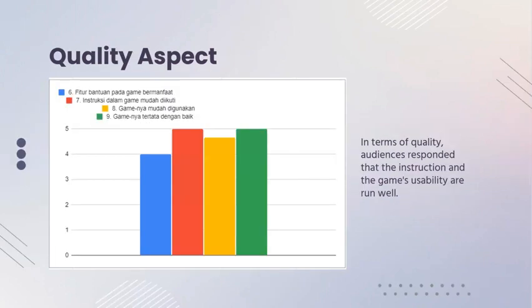Next, we move to the quality aspect. In terms of quality, the audience responded that the instruction and the game usability run well. That's why the value is around 4 to 5, which shows a positive result. From this data, overall the audience agree for the quality aspect that it helps them to follow the game, starting from the instruction and how it is structured. For question number 6, which is the use of the game, the benefit for them, the instruction is also clear, the game is easy to use, and it is structured well.